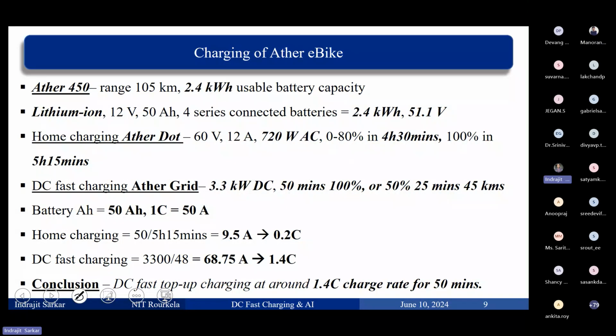When it is DC fast charging, they have another charger where the charging power level is 3.3 kilowatt. With DC fast charging, it takes 50 minutes to charge 100%. Here you can also see the home charging current level is 0.2 C, whereas in DC fast charging, the battery is taking 1.4 C. So when it is around 1 C, 1.4 C, 1.2 C, it is DC fast charging, and the battery is taking a huge amount of current.